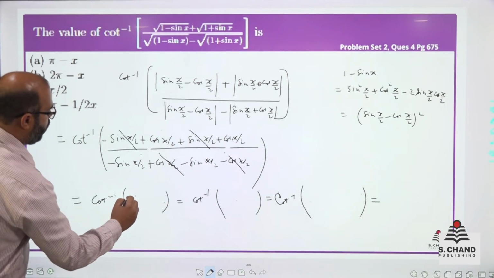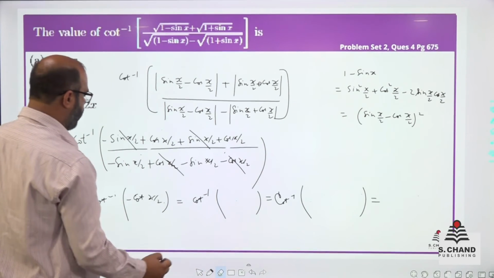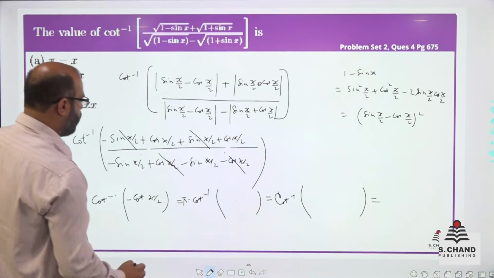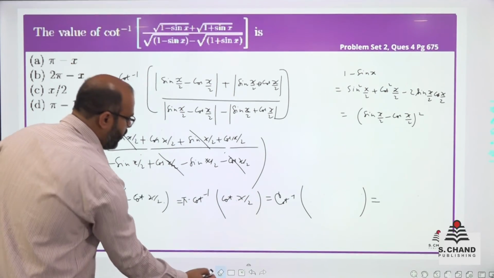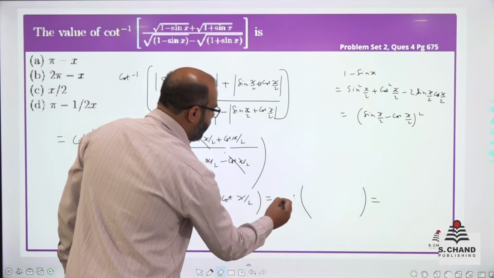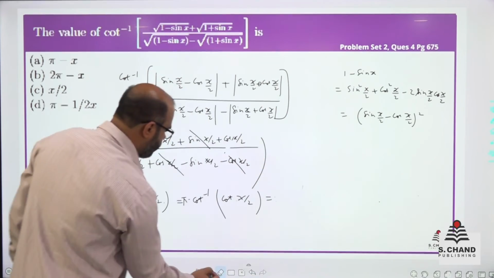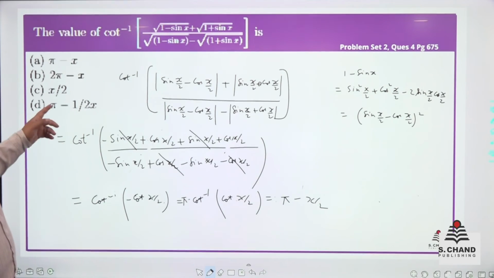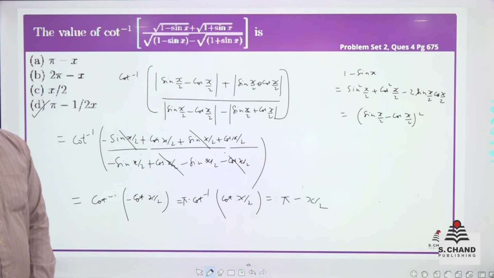This will become cot inverse of minus cot x/2, right? So cot inverse of minus cot x/2 is pi minus cot inverse of cot x/2. So in the next step, we will take pi minus x by 2. Is there any such option? So yes, option number D. So this is fine. We are taking cos x/2 greater than sin x/2. That is why the value inside the mod is negative.